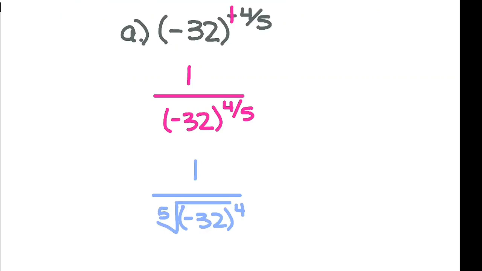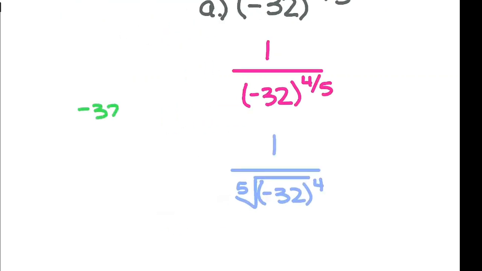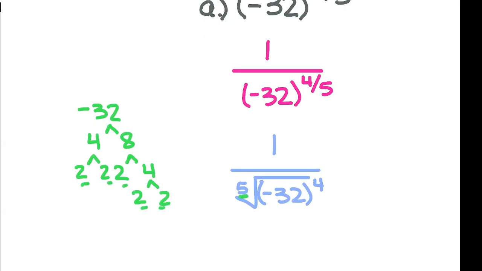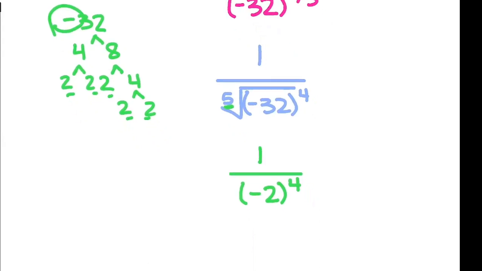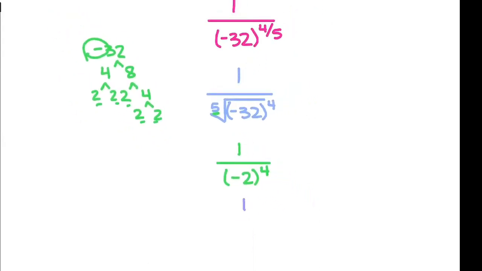Now you can simplify this. I'm going to take this off to the side and find the prime factorization of it. 32 is 4 and 8. The 4 is 2 and 2. 8 is 2 and 4. 4 is 2 and 2. You're looking for 5. So 1, 2, 3, 4, 5. It's got a negative. It's going to stay negative. So this is going to be 1 over a negative 2 to the 4th power. Negative 2 to the 4th power is 16. So that's just 1 over 16.